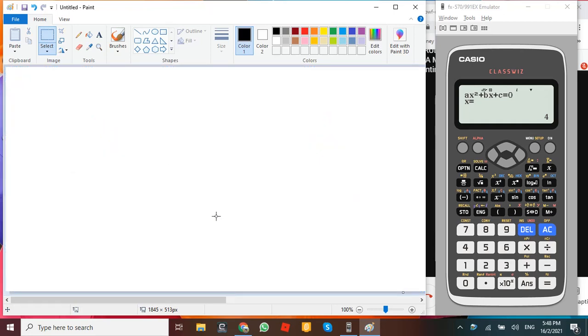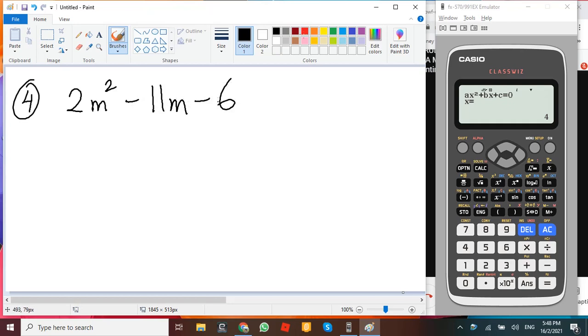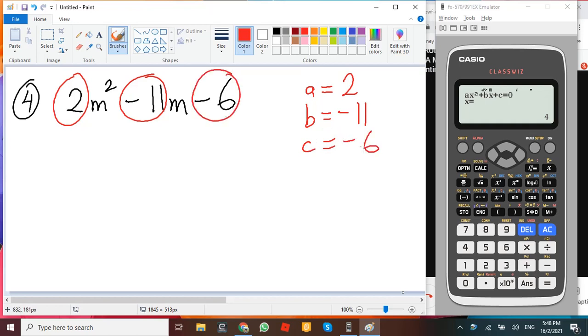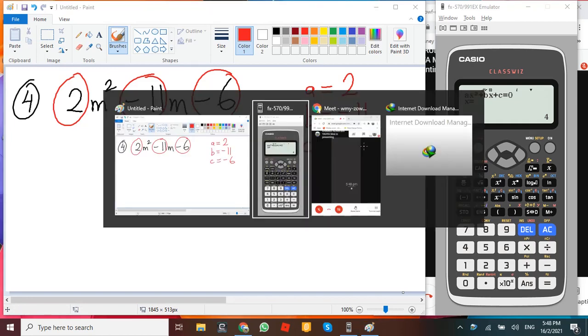Question number 4, I choose this question. 2m squared minus 11m minus 6. Okay. Value of a, a equal to this one, 2. b equal to this one, negative 11. And c equal to negative 6. Okay. Now you use the calculator to find the answer.